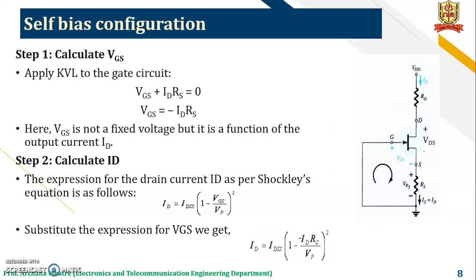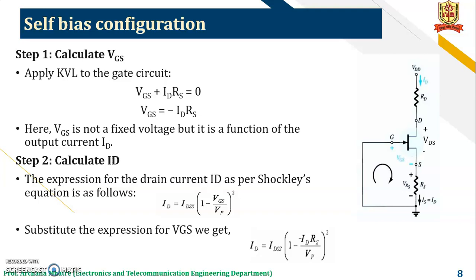First step is to calculate VGS. So applying KVL to the gate circuit we will get the equation VGS plus IDRS is equal to 0. So VGS is equal to minus IDRS. Here VGS is not a fixed voltage, but it is a function of the output current ID.